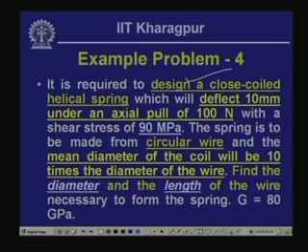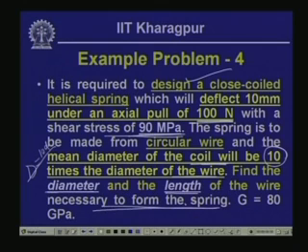Now, the parameters which are desired: the spring will deflect 10 millimeter under an axial pull of 100 Newton, with an allowable shear stress of 90 megapascal, and the spring is to be made from circular wire, and the mean diameter of the coil will be 10 times the diameter of the wire. So, it is stated that capital D equals 10 times small d, or the spring index is given as 10. So, you will have to find out the diameter and the length of the wire, so that the spring can be formed out of it.